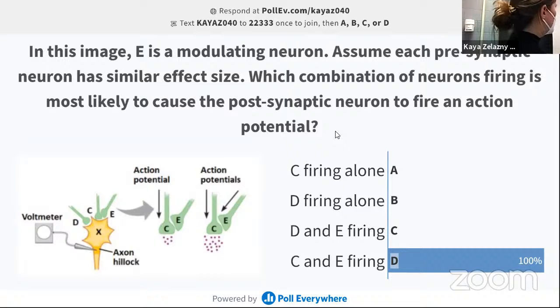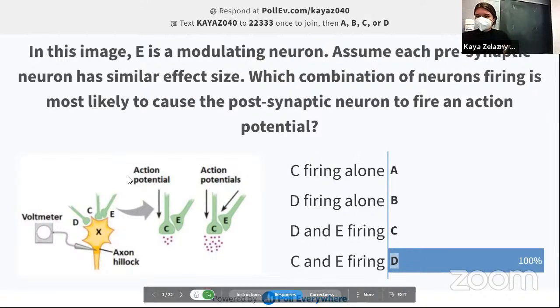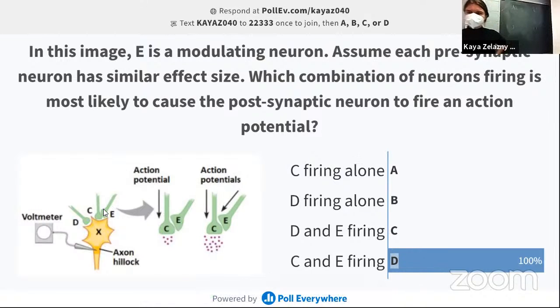So seeing no other answers, this is true. So C and E firing together means what we have here at E is a modulating neuron. So it's increasing the activity of C. So when it acts on C, C has a certain amount of neurotransmitter that it releases on its own. But when E fires with it, it causes C to release extra neurotransmitter. So this is a way that we can potentially increase the likelihood that X will fire off on its own.